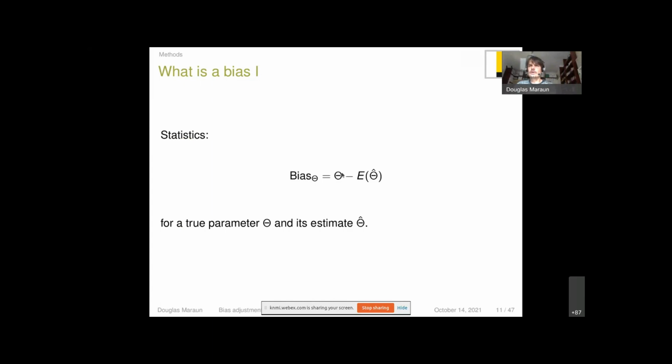So that's, let's say, a statistic. And the bias is basically defined as the difference between the true parameter and the expected value of the estimate. We can think about this as our model simulation, and this is the observed truth. And a key thing here is that we have got expected values, and we're talking about a true value.